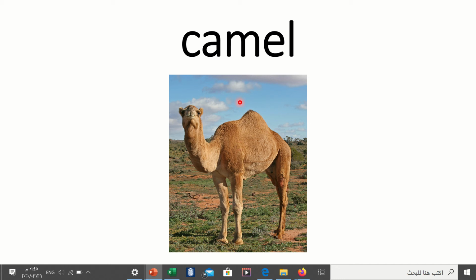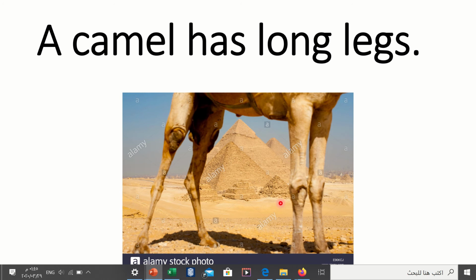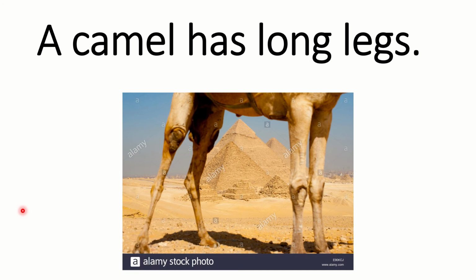One day, I was trying to ride this camel. Look at the camel. The camel has long legs. Its legs are very long. Look at the four legs. They are long legs. A camel has long legs. Again, the camel has long legs. Can you see the four legs?